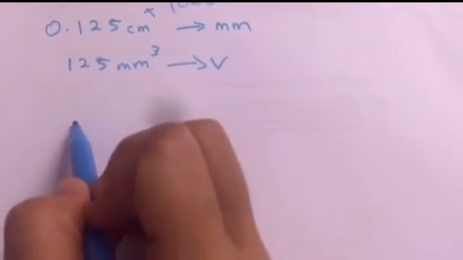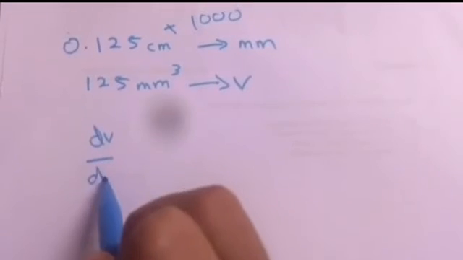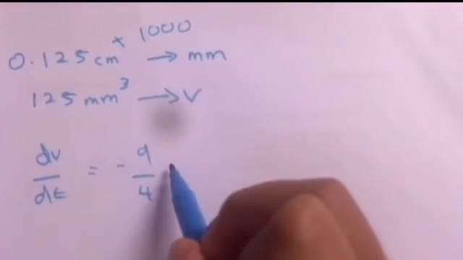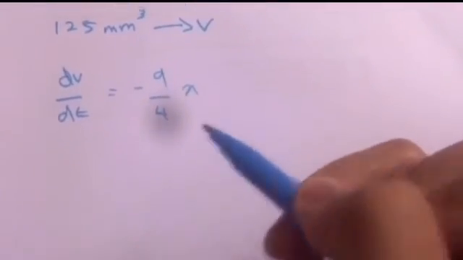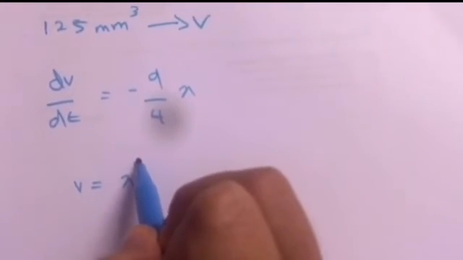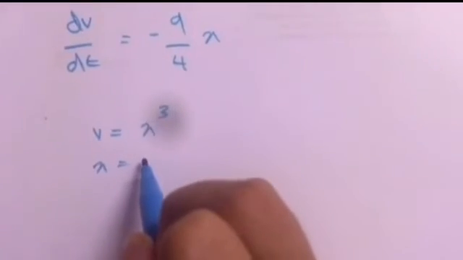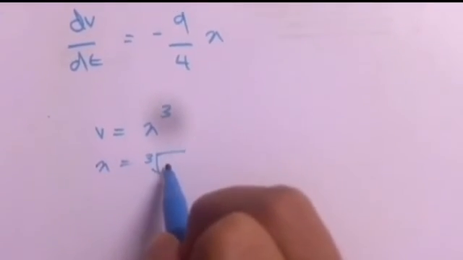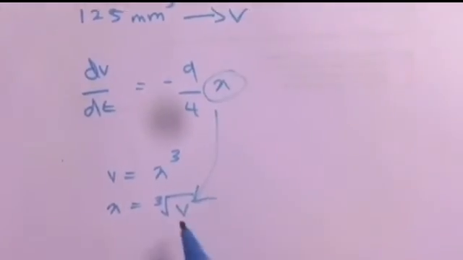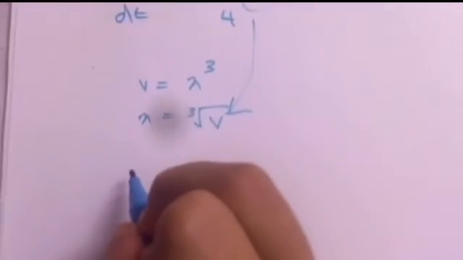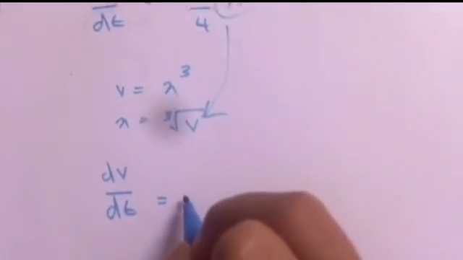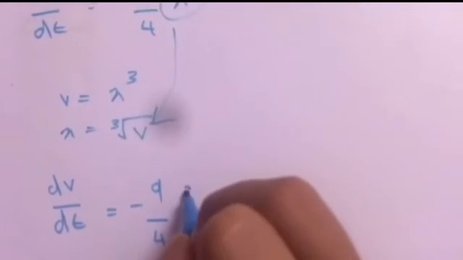So what we got before, dv over dt equals negative 9 over 4x. As we know, V equals x cubed, so x equals the cube root of V. So we want to change x into this value. Now we get a new expression: dv over dt equals negative 9 over 4 times the cube root of V.